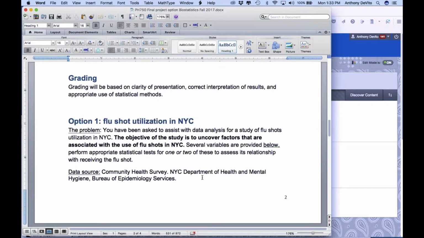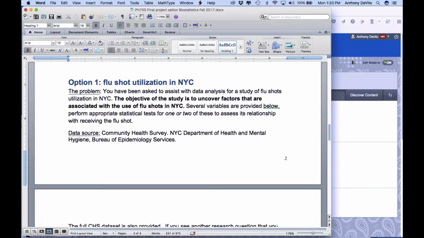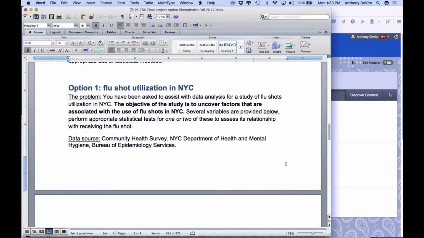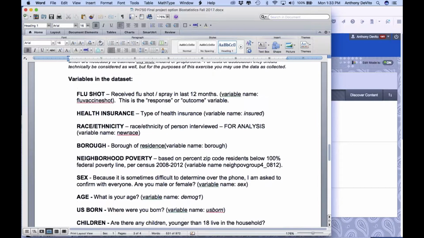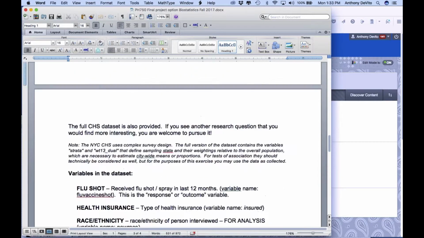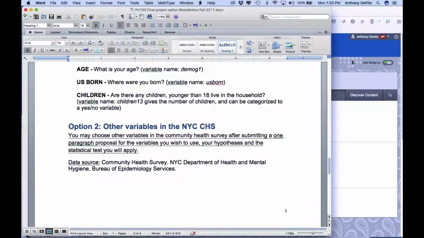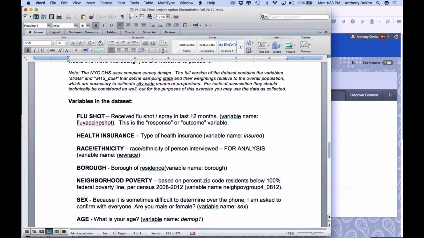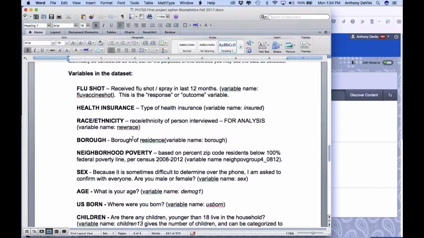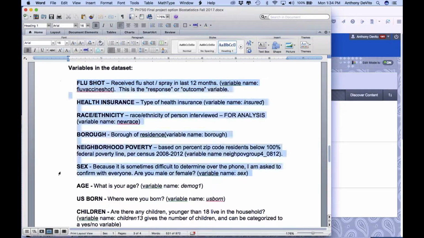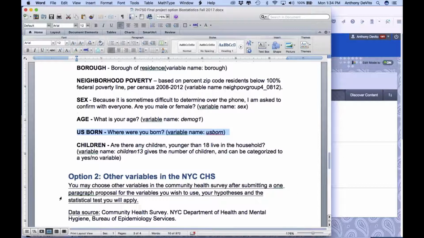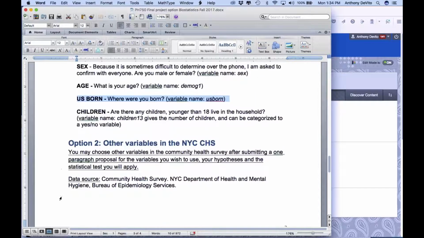Okay, so you have that choice. For option 1, I'm giving you a data set. I'm giving you the fields in the data set that were in the community health survey that have something to do with influenza. For part 2, you could use any other variables that you want in the community health survey. I'll show you what that looks like shortly. I will reduce it to just several variables like this, and you can choose from them. Or you can take the whole community health survey and choose whatever variables you want.